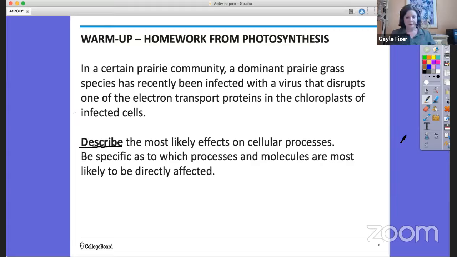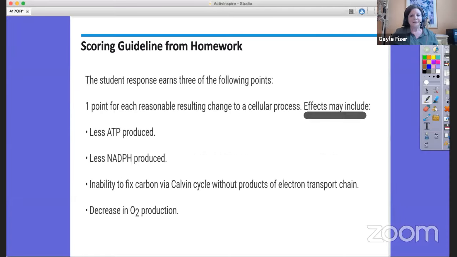Okay. All right. So let's check your answers against the scoring guideline. So some effects that you may have included, you might have said that there was less ATP produced, less NADPH produced, inability to fix carbon via the Calvin cycle without products of the electron transport chain, and decreased O2 production.